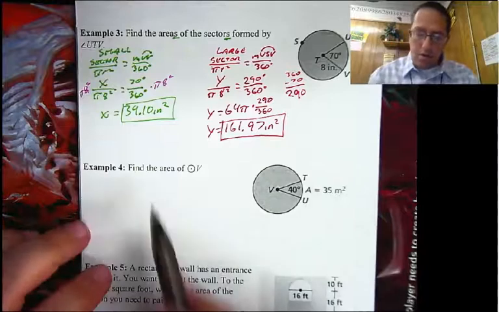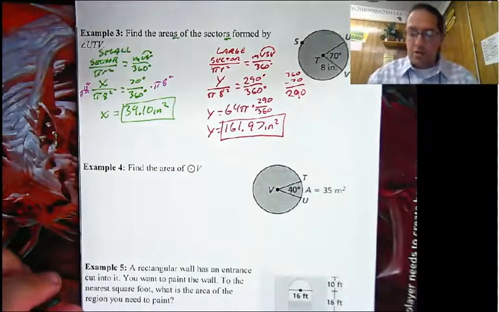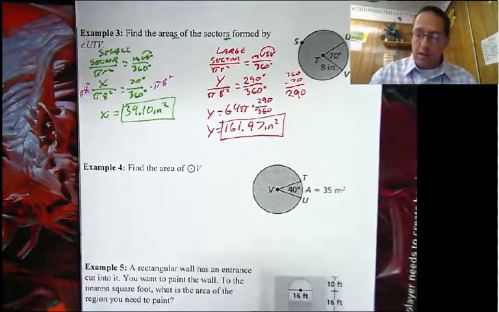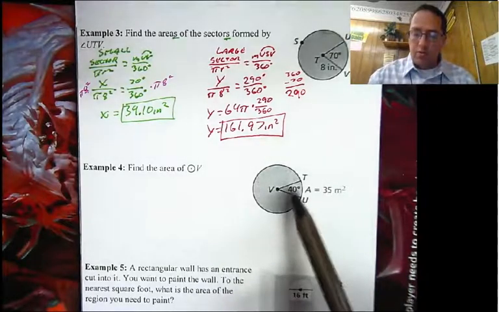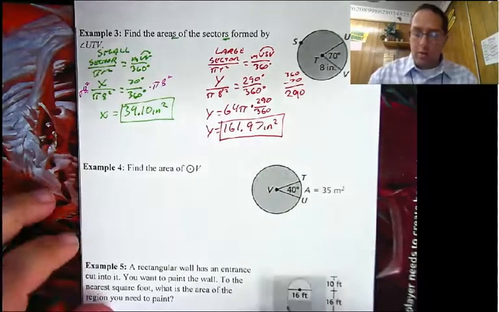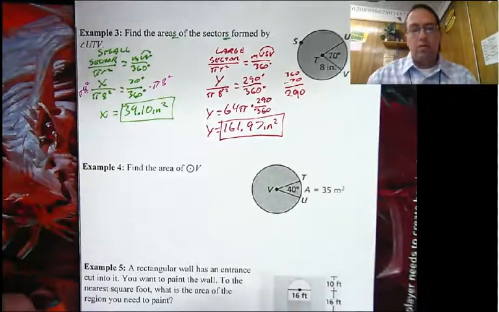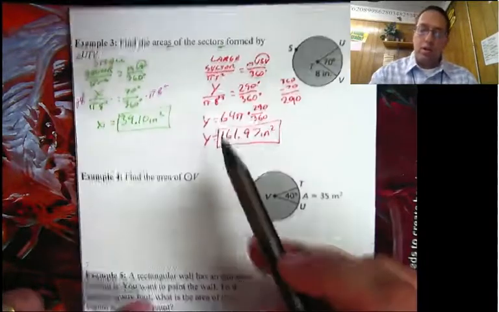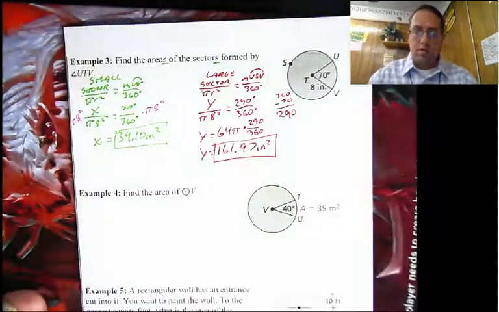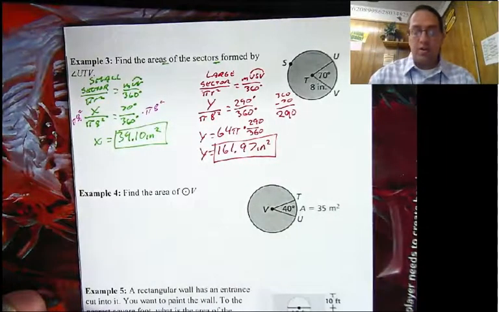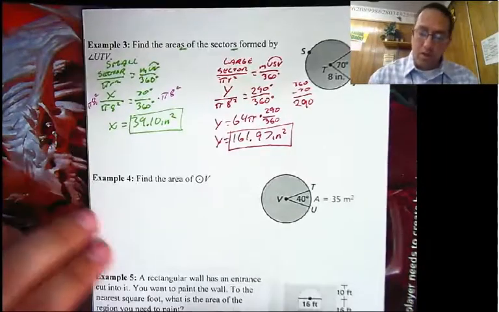All right. We want to find the area of the circle. Well, that's pi r squared. That's easy enough, except there's no radius. Oh, no. Well, got to do something without using the radius. So what we're going to do is use the area of the sector, because I do know the area of the sector to be 35 meters squared.